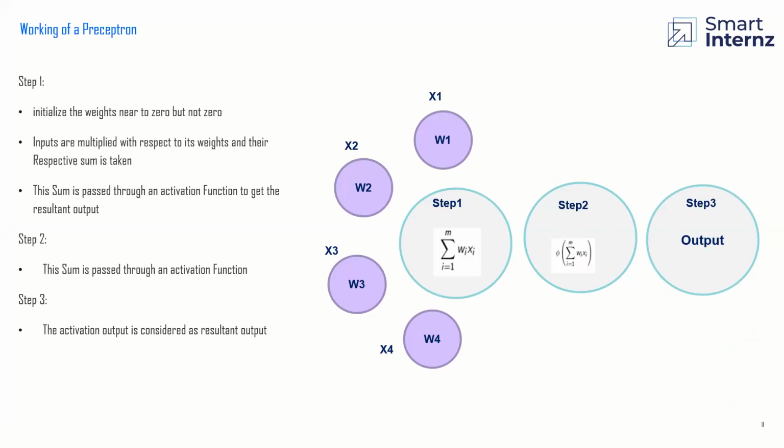The summation function is nothing but this: once the inputs are assigned some weights, the product of the respective inputs and their weights is taken, and adding all these products gives us the weighted sum. This is done by the summation function. It is applied after we get the inputs and their respective weights.